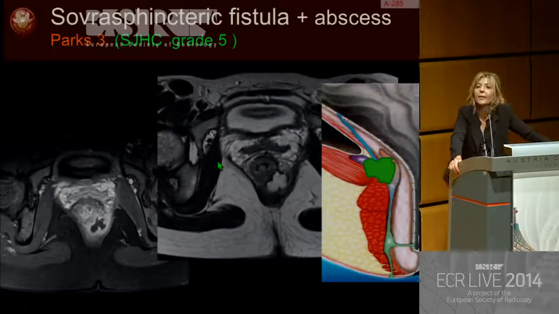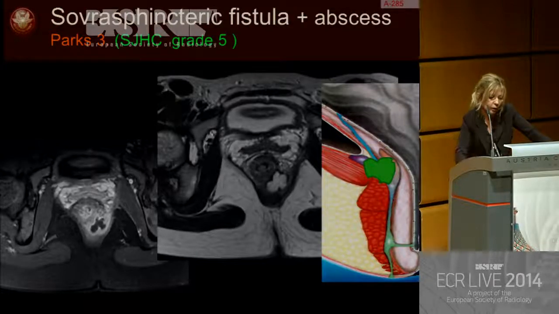This is a complex transsphincteric fistula with multiple abscesses. And finally, this is the rare suprasphincteric fistula, which crosses between the two planes and may develop an abscess just above the puborectalis muscle, as nicely shown in this picture. This is a small abscess, and this is St. James Hospital, grade 5 and Parks 3.